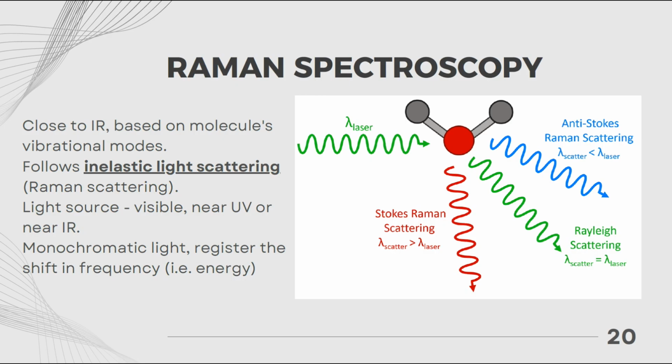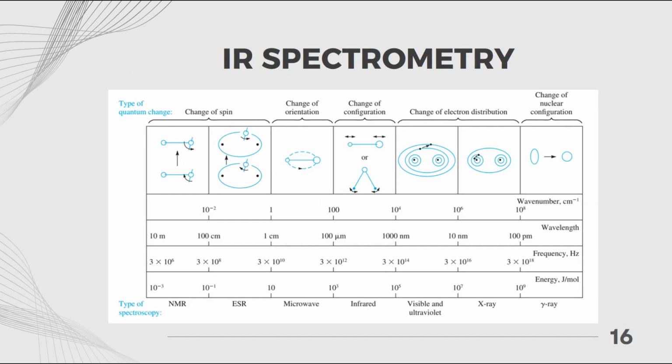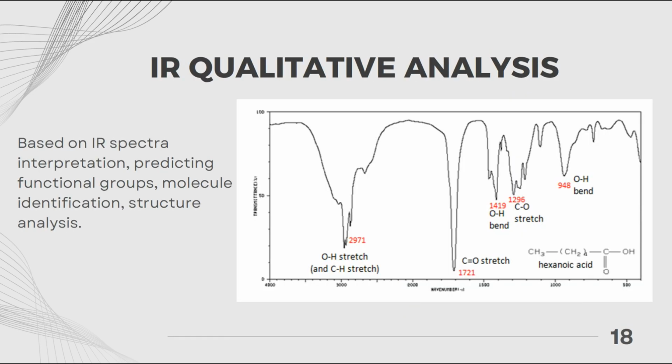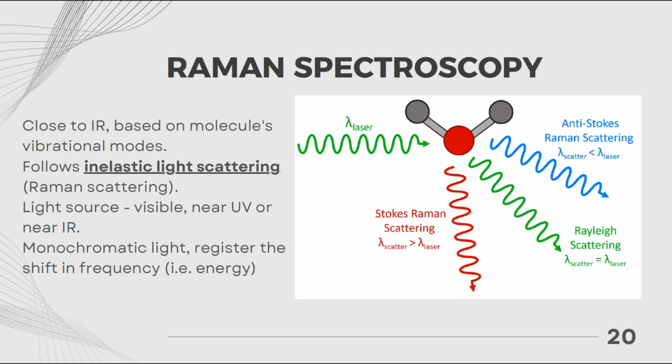When we are talking about infrared spectrometry, we measure the absorbance of light. When we get the spectrum, we just see at which wavelength we have absorbance. However, in Raman spectroscopy, we follow the inelastic light scattering, which is also called Raman scattering. What does it mean?